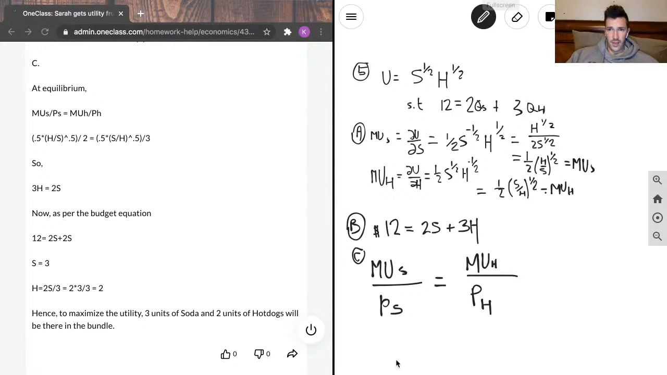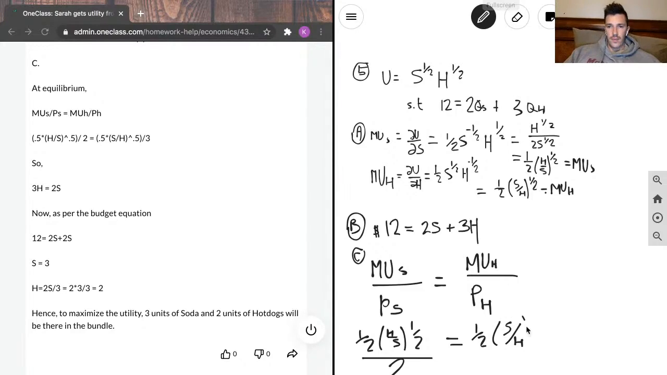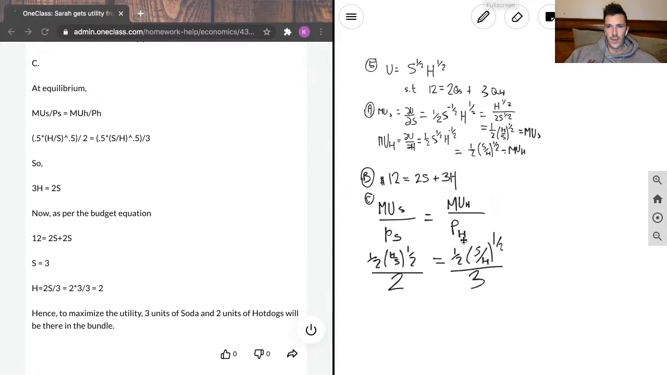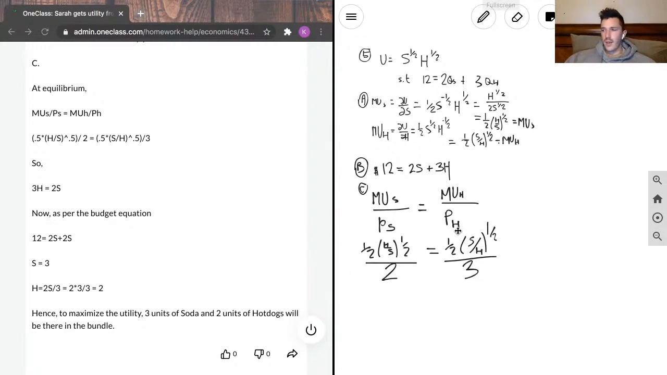So that's just this term, MUS, is going to be 1/2 (h over s) to the 1/2. PS is 2, so that's going to equal 1/2 (s over h) to the power of 1/2 over 3. Just going to shrink this. I'm going to give it a quick second to take a picture of the top if need be before it gets too much smaller.